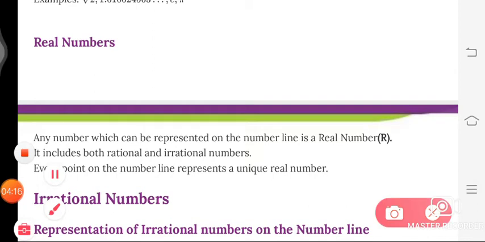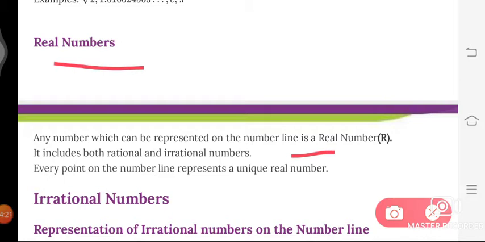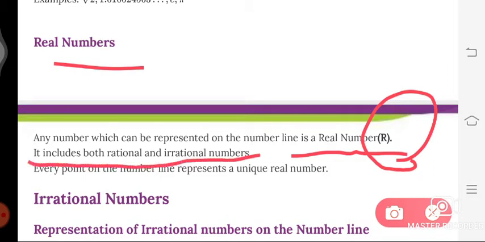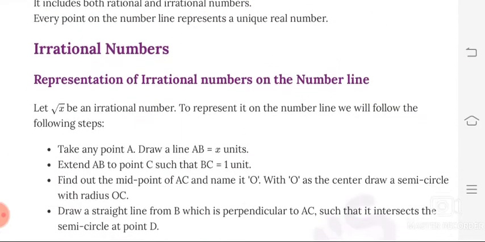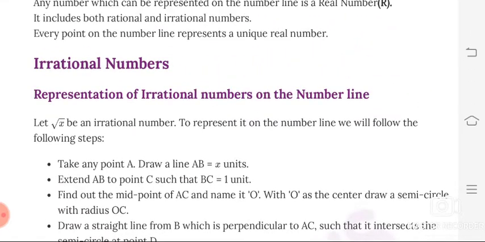So now we come to real numbers. What are real numbers? Any number which can be represented on the number line is a real number. It is represented as capital R. It includes both rational and irrational numbers. Every point on the number line represents a unique real number. So basically, any number which is represented on the real line is a real number.